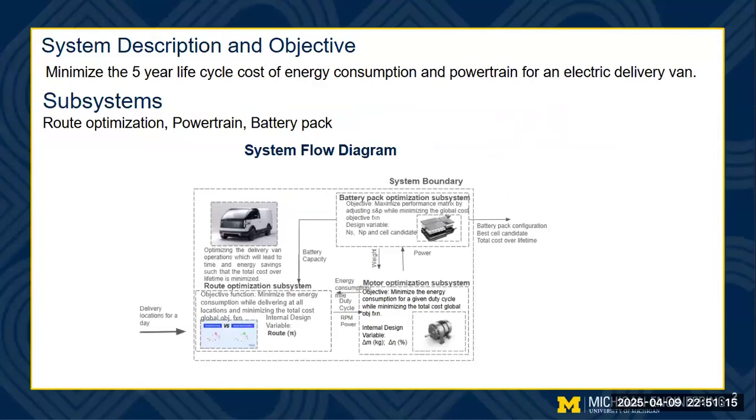Our system itself is the design of a battery pack and motor for an objective of minimizing the cost of energy over 5 years using an optimized route. Our subsystems include the route optimization subsystem, the powertrain subsystem, and the battery pack subsystem. Our system flow diagram boundary is shown below, with the system input being delivery locations and the system output being the cost. Next slide.